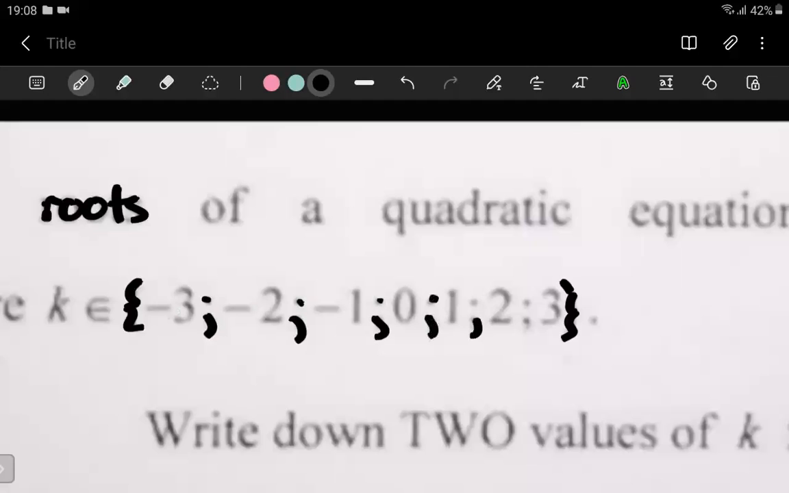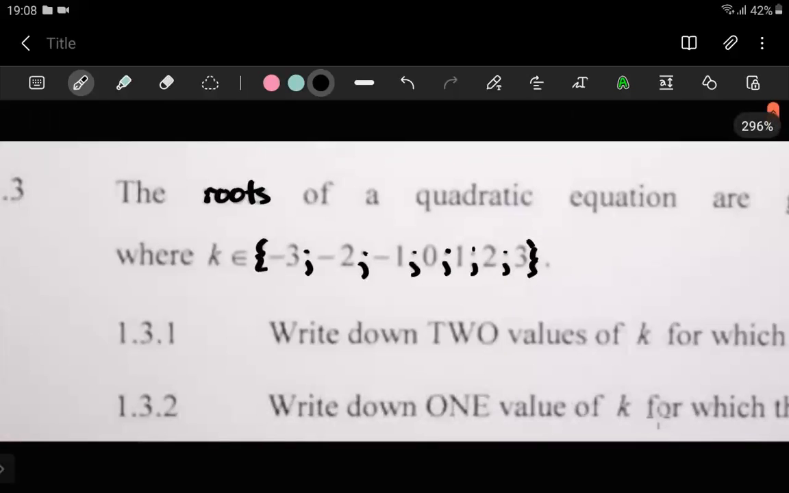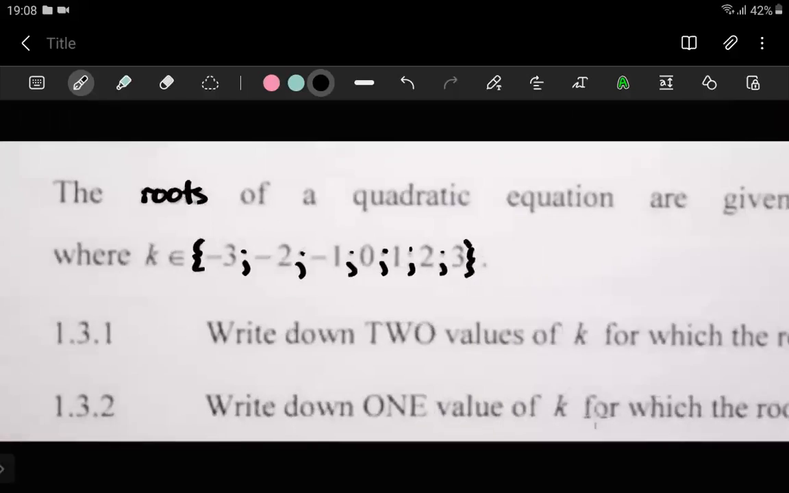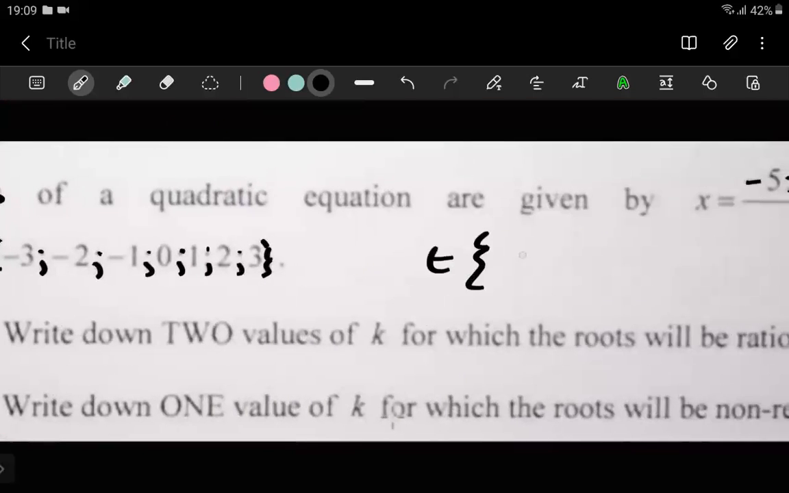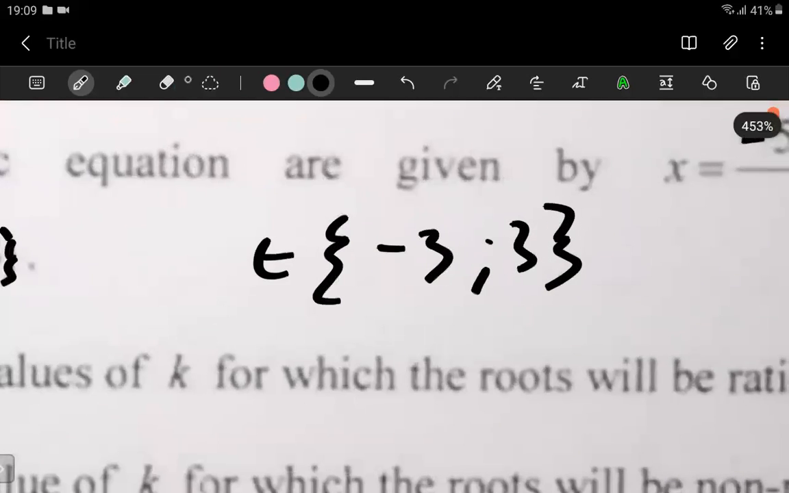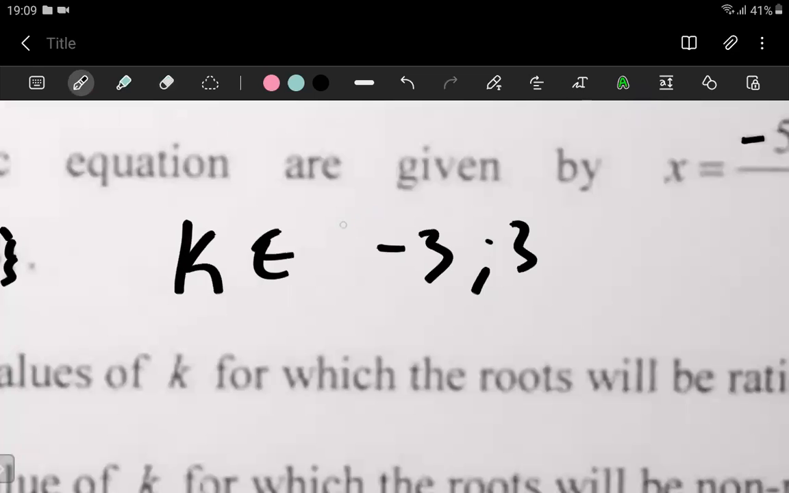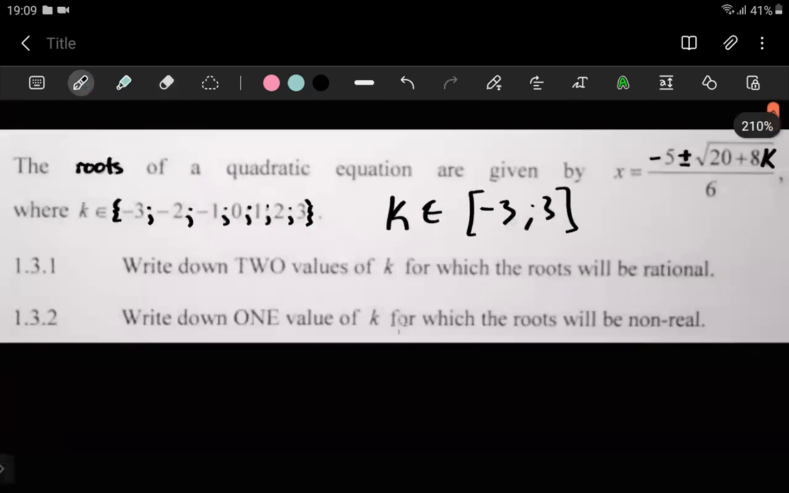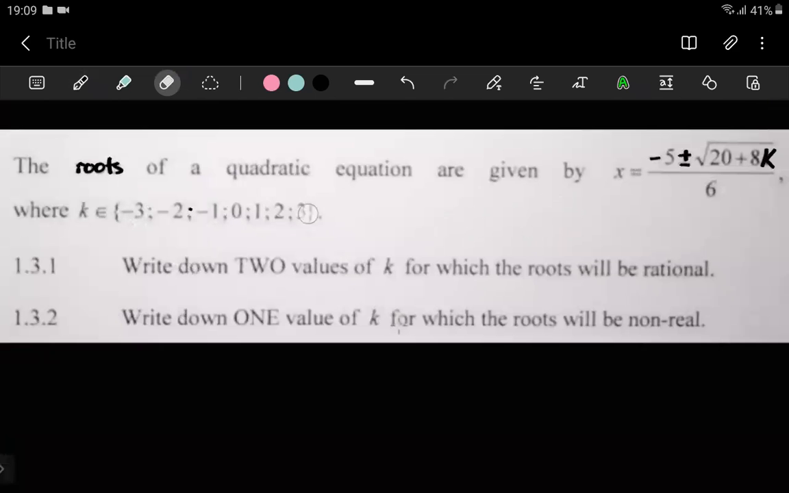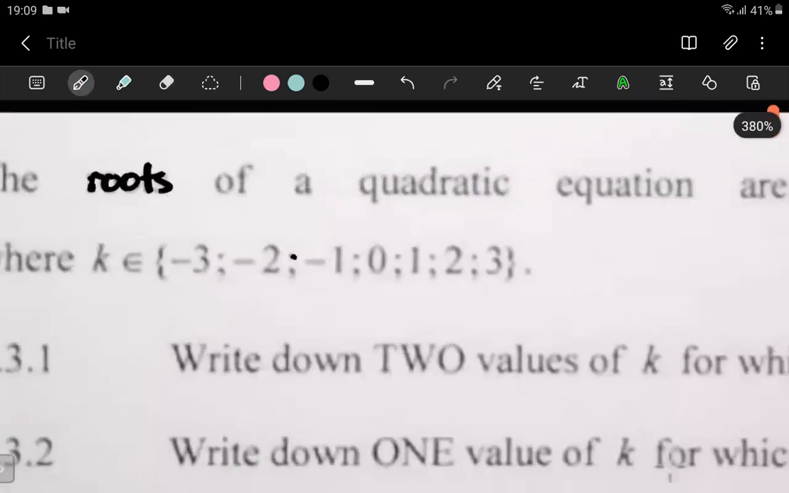If they wanted to refer to every single number between, let's say, -3 and 3, they would have written k is an element of, with square brackets here and there, and a semicolon in the middle. If they wanted to include every single number between -3 and 3, this is what they would have done. But because here they have individually put -3, -2, and all that, it's just specifically these numbers that we're going to consider for k.